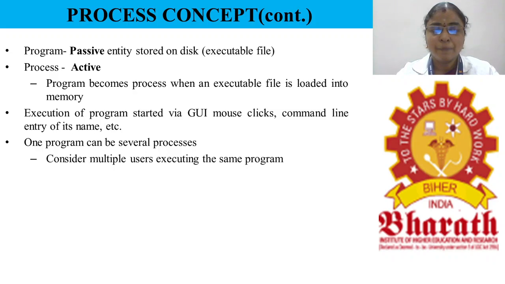Then program is a passive entity which is stored on a disk. So this is nothing but an executable file. Then process is an active entity. So when a program becomes a process, this executable file is loaded into the memory. Automatically the program is converted into a process. So the execution of your program is started via the GUI, graphical user interface, mouse clicks, command line entry of its name, etc. So one program can be several processes. Consider multiple users executing the same program, which would be an example.